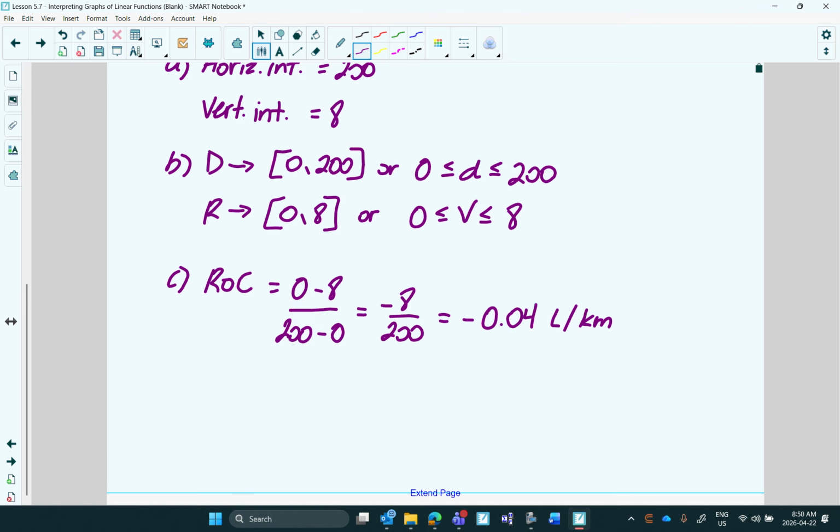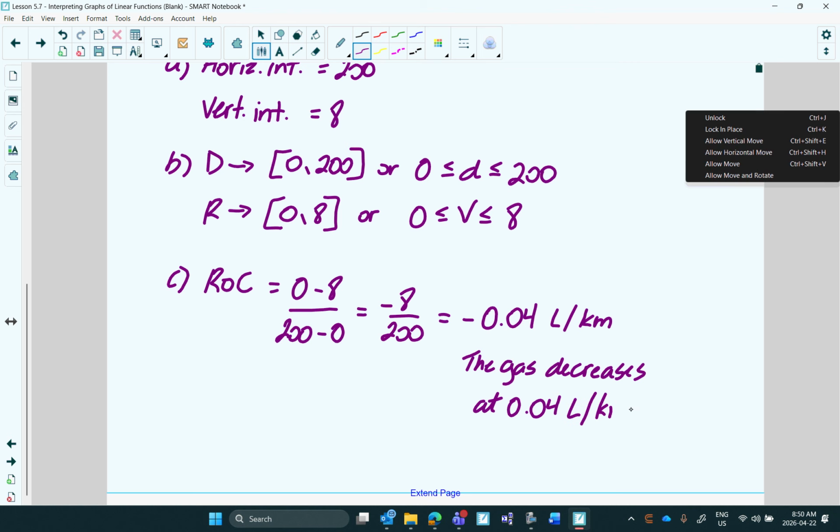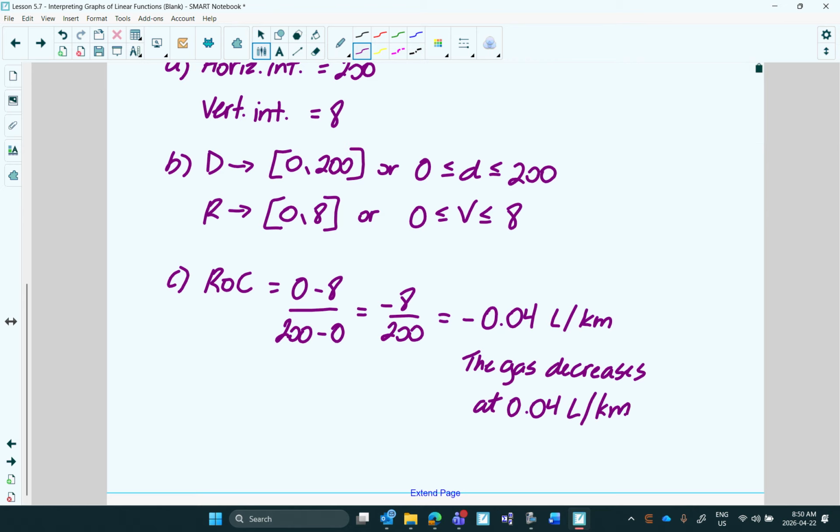And what does it mean? Okay, how can we say this? The gas decreases or goes down at, we don't put the negative in because we've already used the word decreases, 0.04 liters per kilometer.